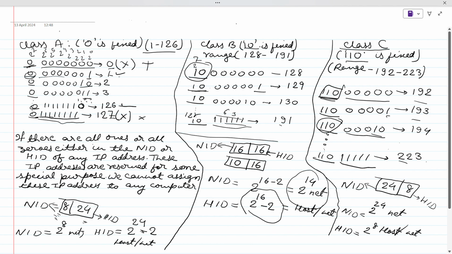So here I have shown the total network is 2 to the power 21, and hosts are 2 to the power 8 minus 2. So in this way, class A, B, C has been defined in classful addressing. Thank you.